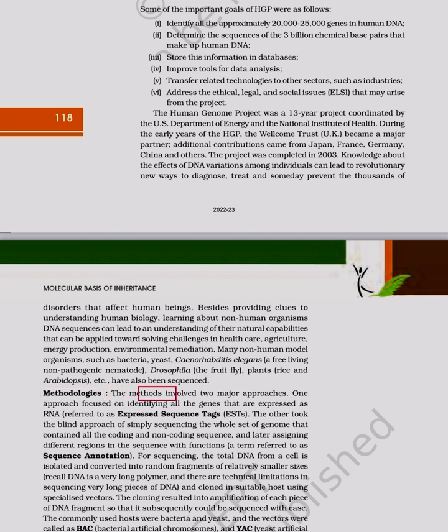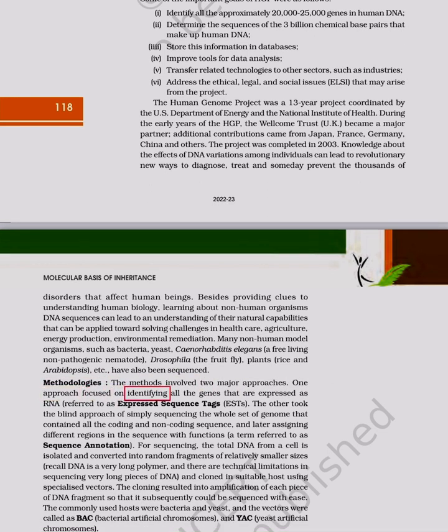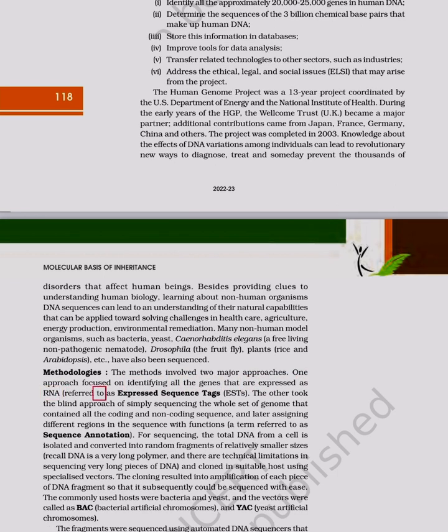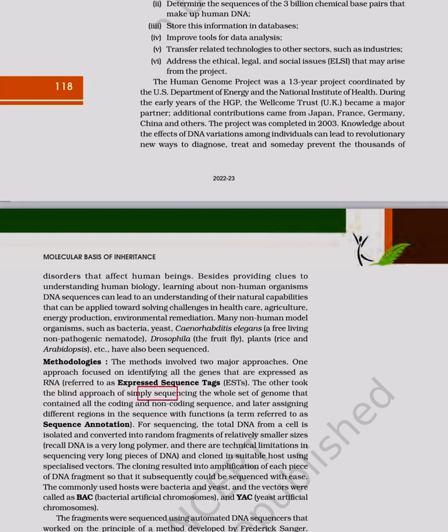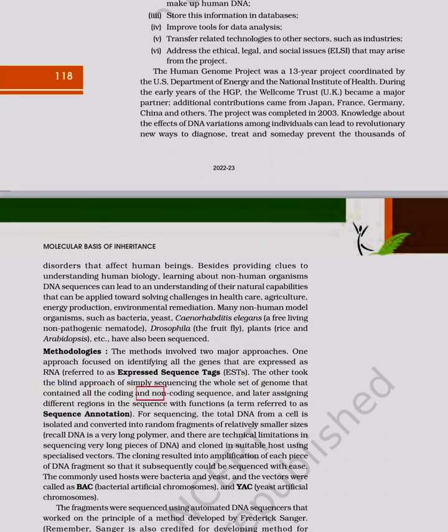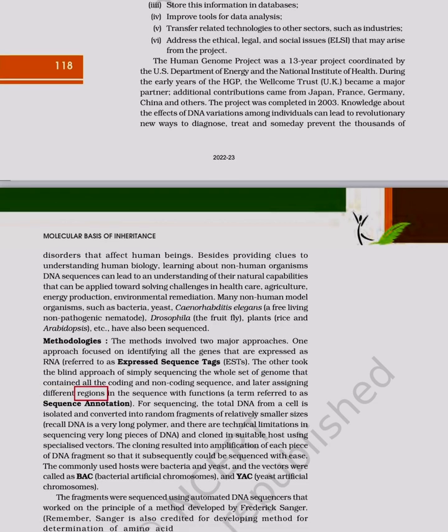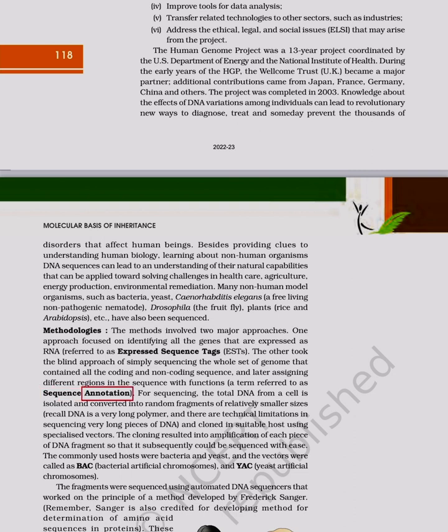Methodologies. The methods involved two major approaches. One approach focused on identifying all the genes that are expressed as RNA, referred to as expressed sequence tags, ESTs. The other took the blind approach of simply sequencing the whole set of genome that contained all the coding and non-coding sequence, and later assigning different regions in the sequence with functions, a term referred to as sequence annotation.